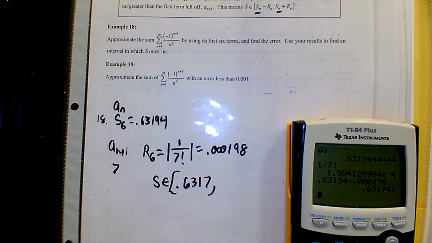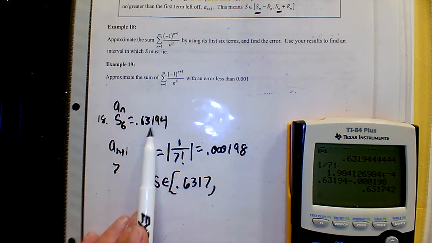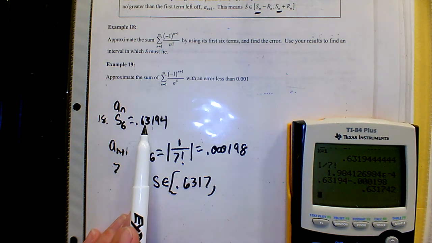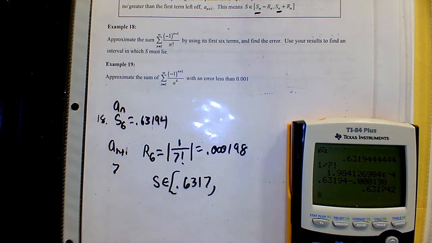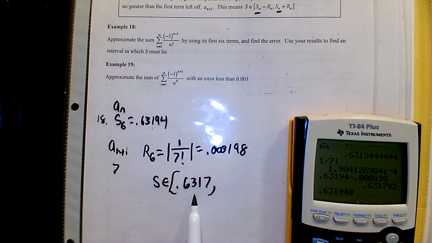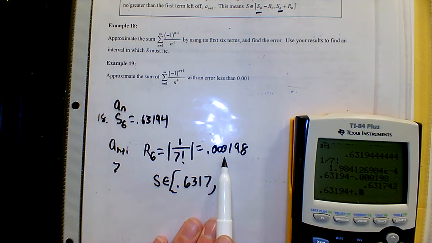Now remember, this was for an alternating series. We're doing subtracting and adding because at the sixth term, this is what your summation is. But remember, we're alternating, so you could be less or you could be a little bit more. So that's why we're subtracting and adding for the error bound. So we have this as our lower bound. And for the upper bound, we take the 0.63194 and add the value of the seventh term to it.